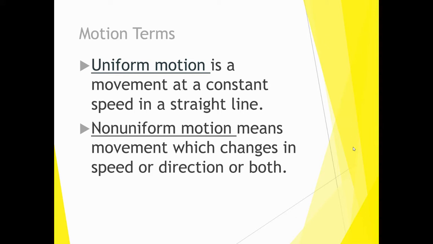Two additional motion terms: uniform motion is a movement at a constant speed in a straight line. So that means that anything that's moving in a straight line at a constant unchanging speed is called uniform motion. And non-uniform motion means that it changes in speed or direction or both.